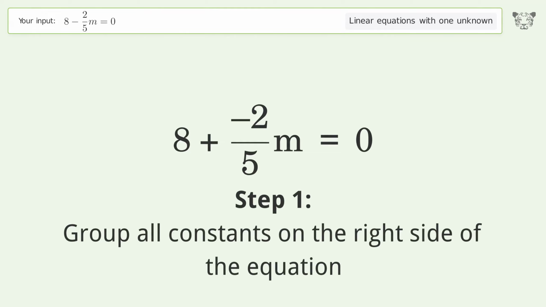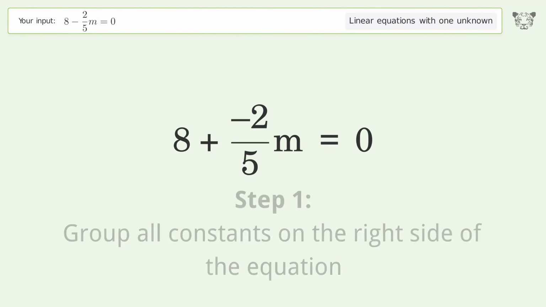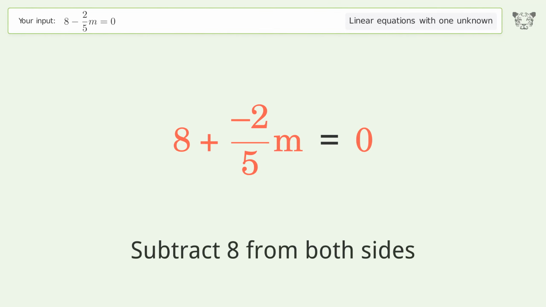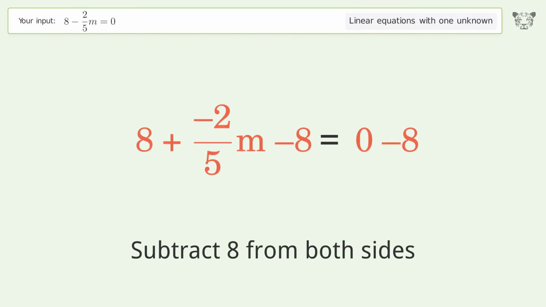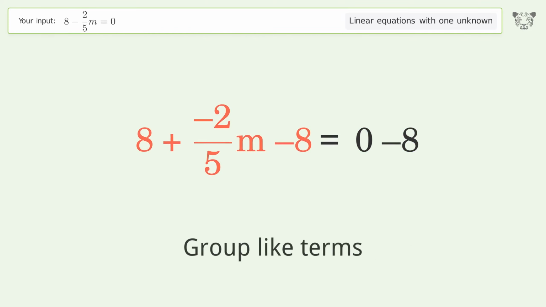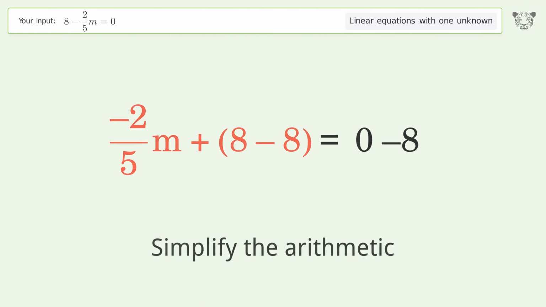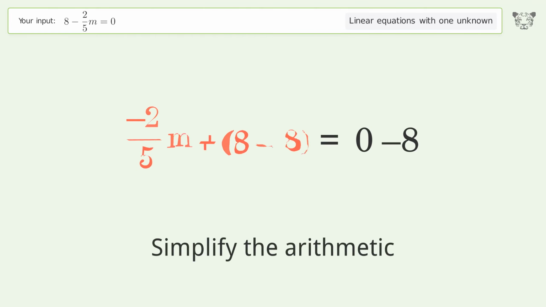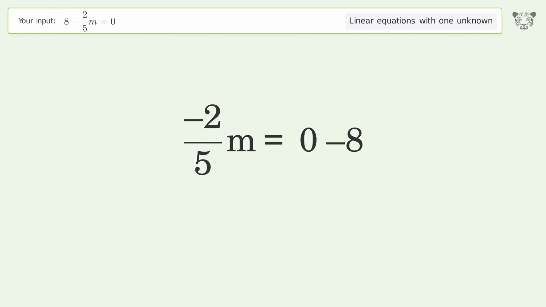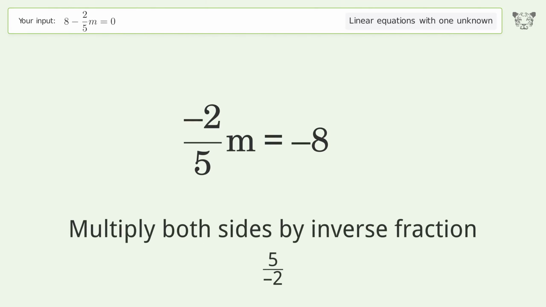Group all constants on the right side of the equation. Subtract 8 from both sides. Group like terms. Simplify the arithmetic. Isolate the m. Multiply both sides by inverse fraction 5 over -2.